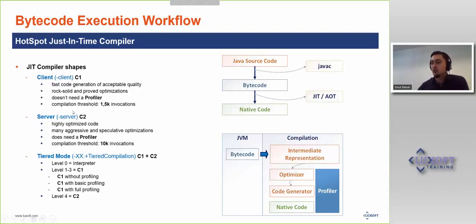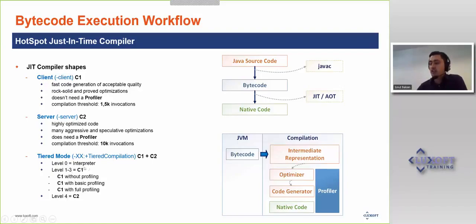The C2 compiler needs a profiler. It does a lot of profiling during the runtime, and for that, a method needs a higher threshold in order to be compiled in the server mode. We have as well a mixture between these two, the server and the client, which is called tiered compilation. In tiered compilation, we have many levels from 0 to 4.